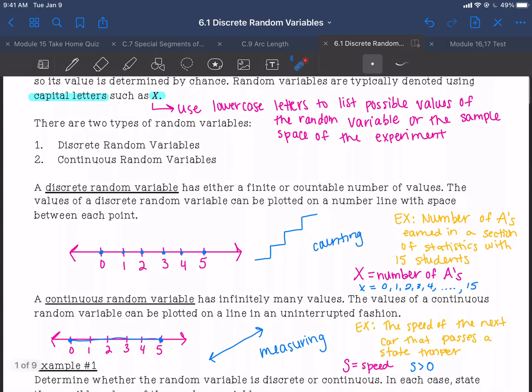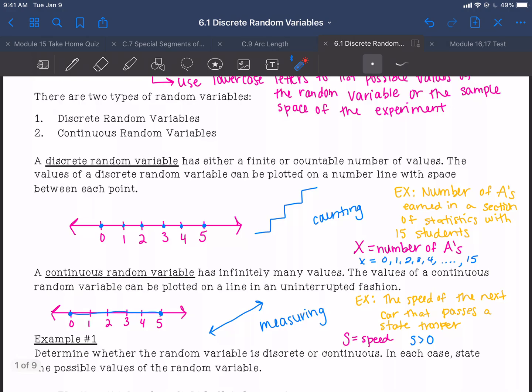So just remember the difference between the two: a discrete random variable has either a finite or countable number of values. The values of a discrete random variable can be plotted on a number line with space between each point. So here if we have our number line, then you would just plot on those numbers. You're not including any of the values in between. So think of it like stairs. You're counting each step you go up. You can't stop right here in the middle of the step. You have to go from one step to the other.